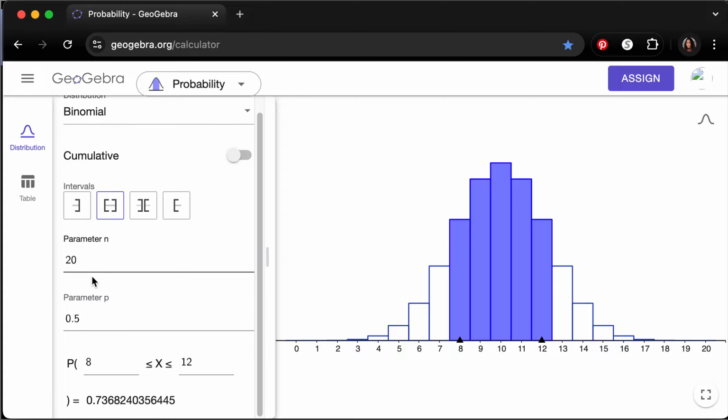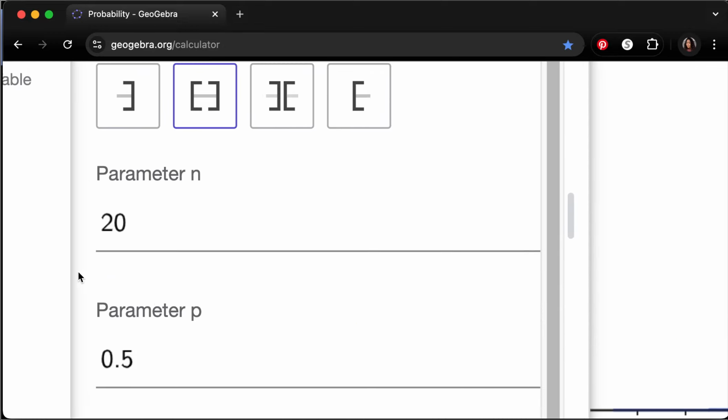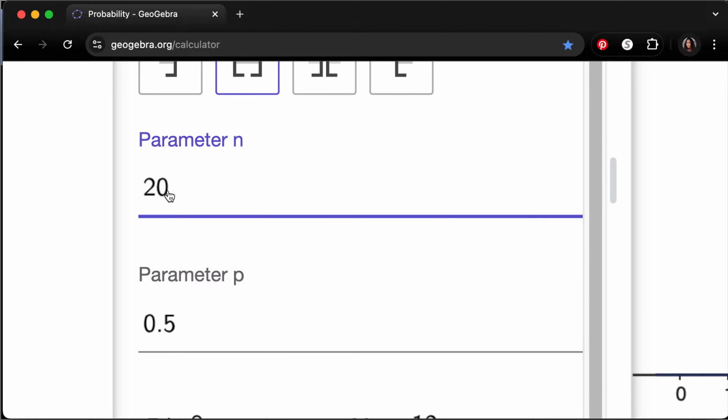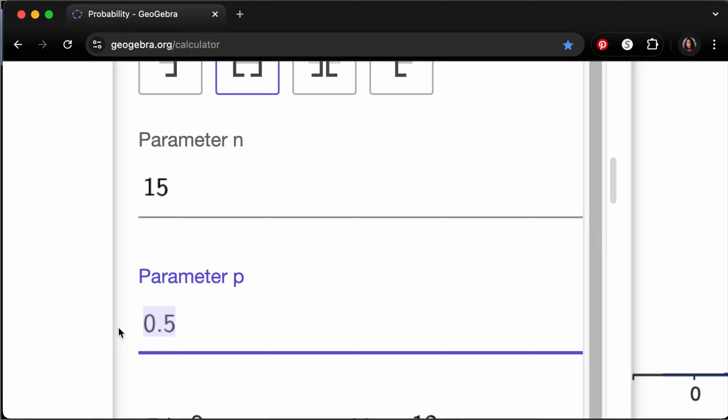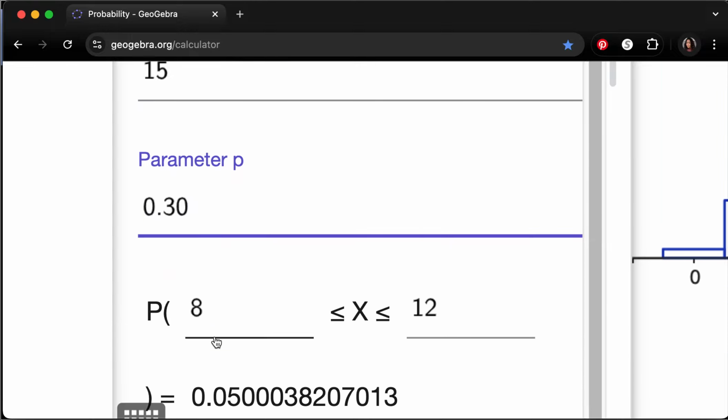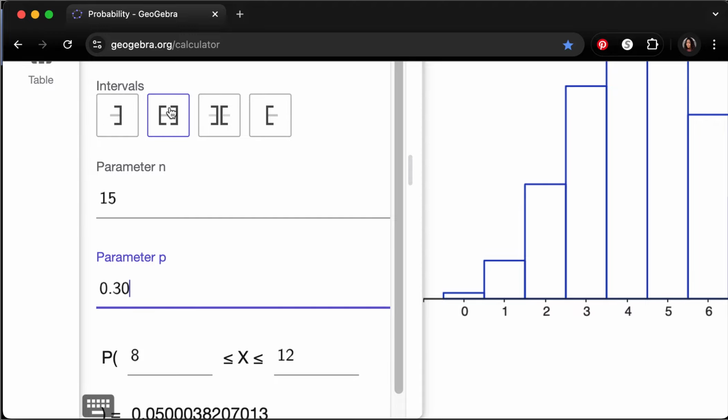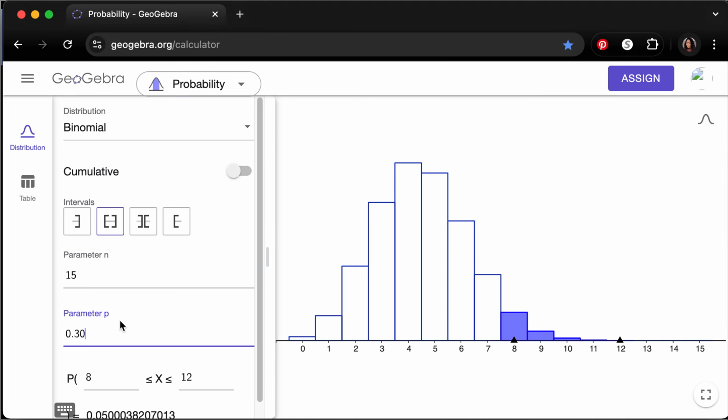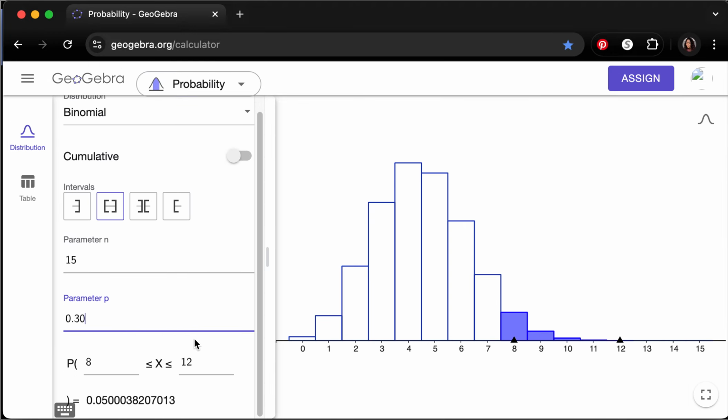Now, we have these two parameters that we're going to complete. What's our number of trials? Our number of trials is 15. And what's our probability of success, our parameter p? 0.30. And then from there, you have these different buttons depending on what probability you're looking for. We are looking for the probability of exactly 4.